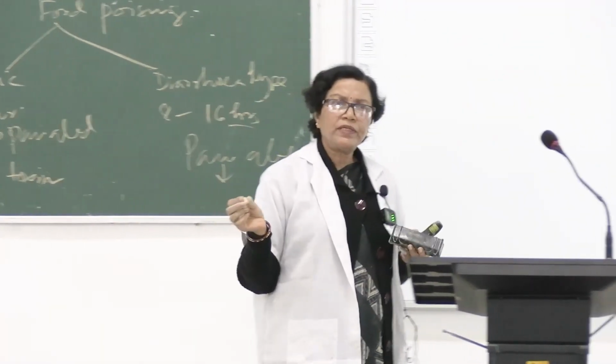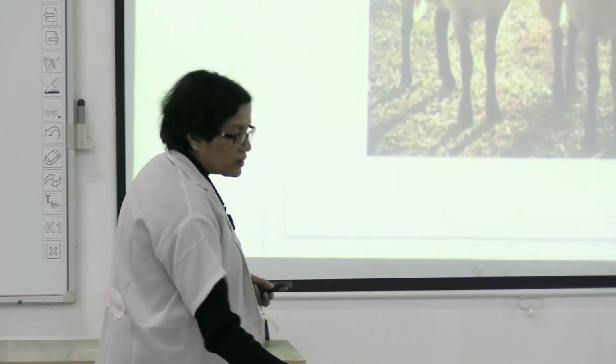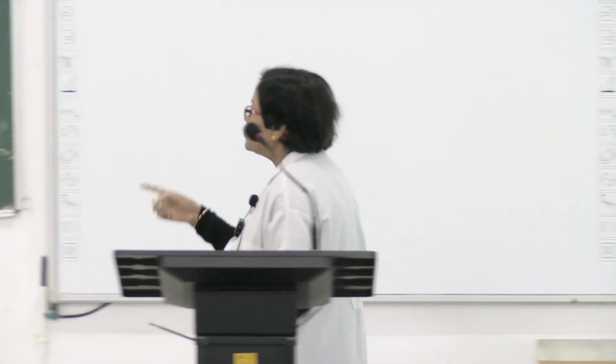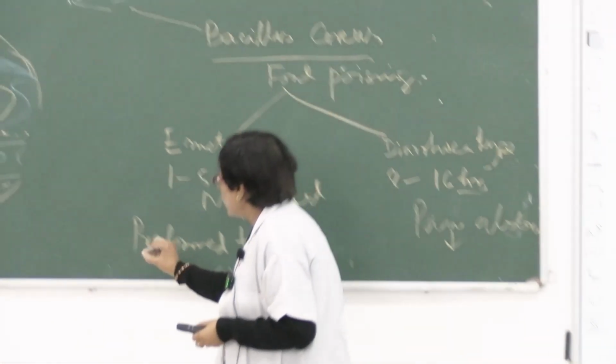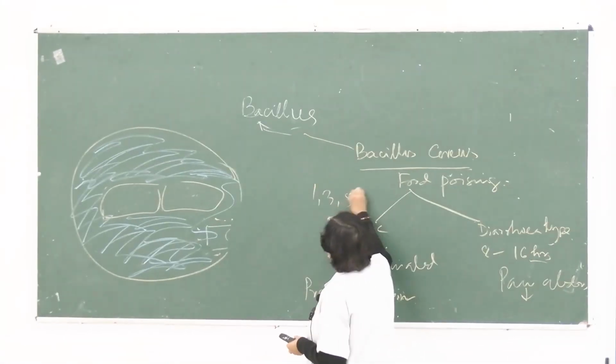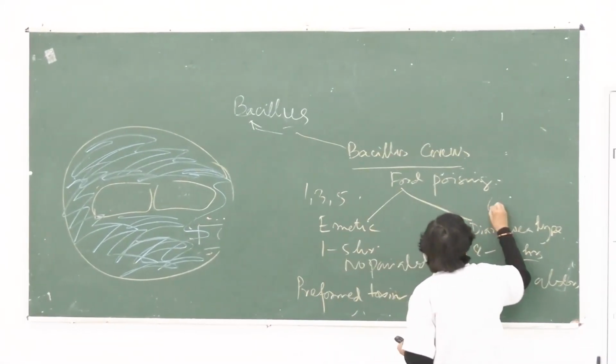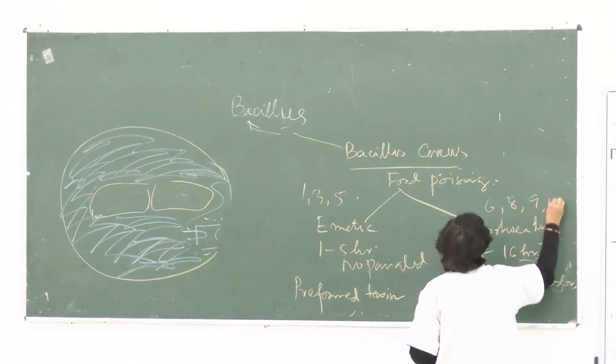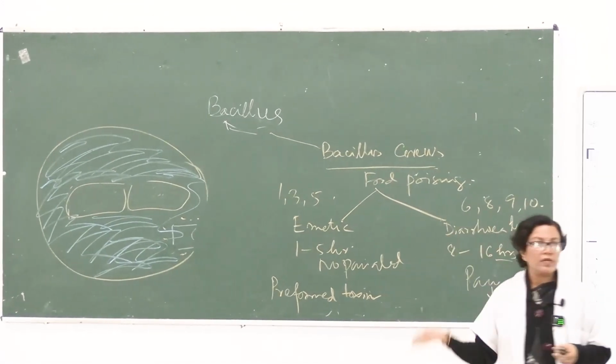Treatment: no specific treatment is required as it is self-limiting. Gradually, if food is not taken and rehydration is done, it will subside spontaneously. So no treatment is required. And there are different serotypes: serotypes 1, 3, 5, etc. here, and serotypes 6, 8, 9, 10, etc. there. So different serotypes are there, but the bacillus is the same.